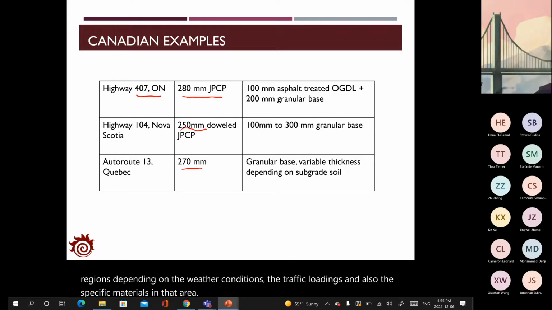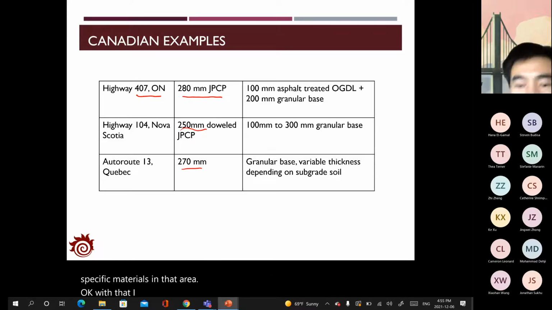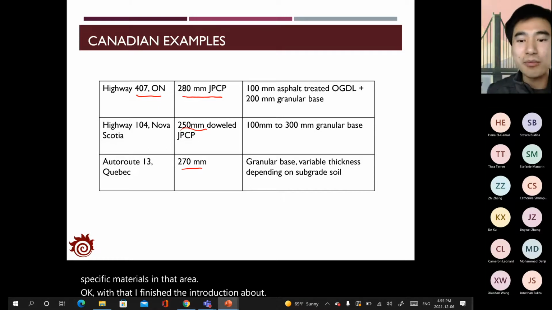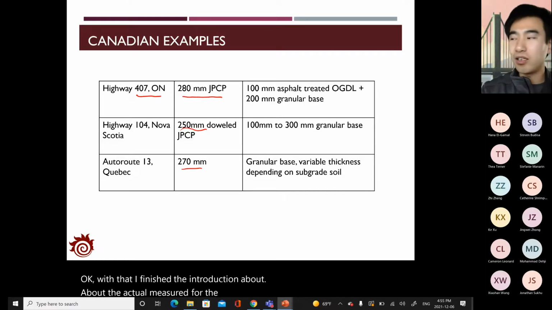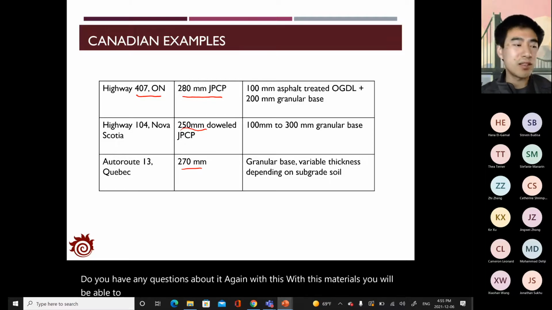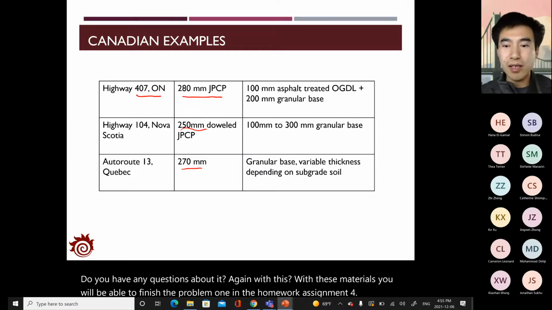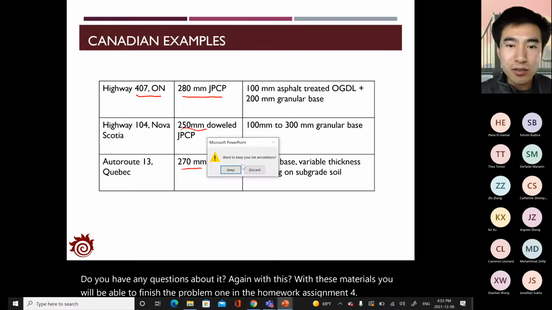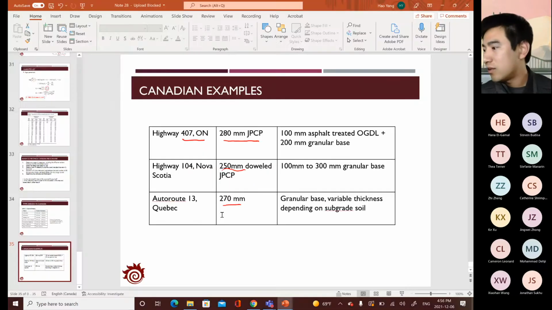Okay, with that, I finished the introduction about the AASHTO method for the rigid pavement. Do you have any questions about it? Again, with these materials, you will be able to finish problem one in homework assignment four. Any questions you want to ask? Feel free to raise your hand or leave your message in the meeting chat.